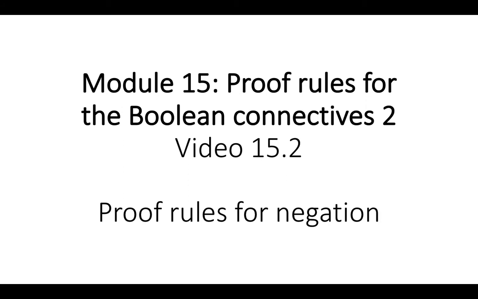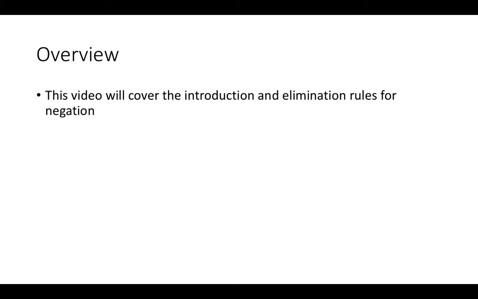In this video we'll complete our survey of the proof rules for the Boolean connectives. We'll cover the introduction and elimination rules for negation. Hopefully the work we did in the last video on the contradiction symbol will make this all relatively straightforward.